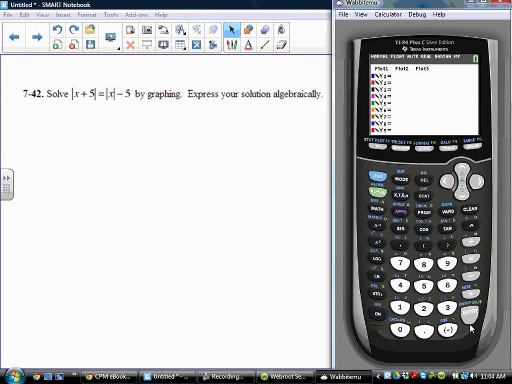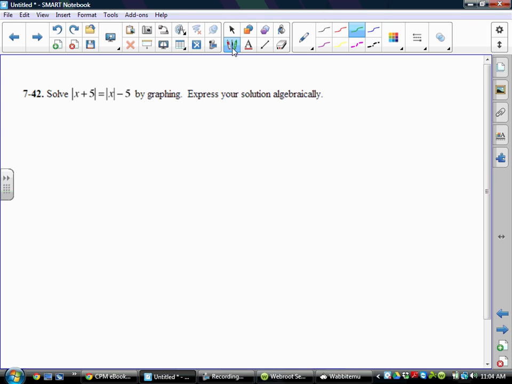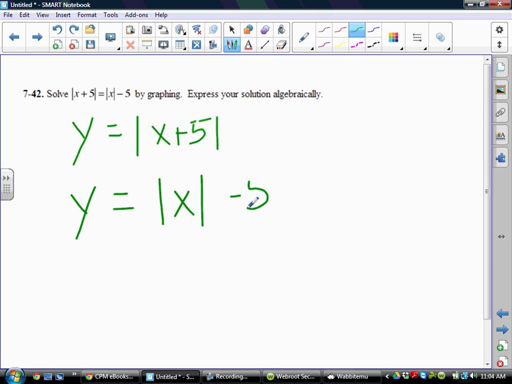we're going to put in our y equals equation right here. We're going to find the absolute value button, which is under math. ABS means absolute value. So I'm going to separate these into two equations like we've done before. So y equals, I'm going to graph the absolute value of x plus 5. And then separately, I'm going to graph y equals the other side, the absolute value of x minus 5.